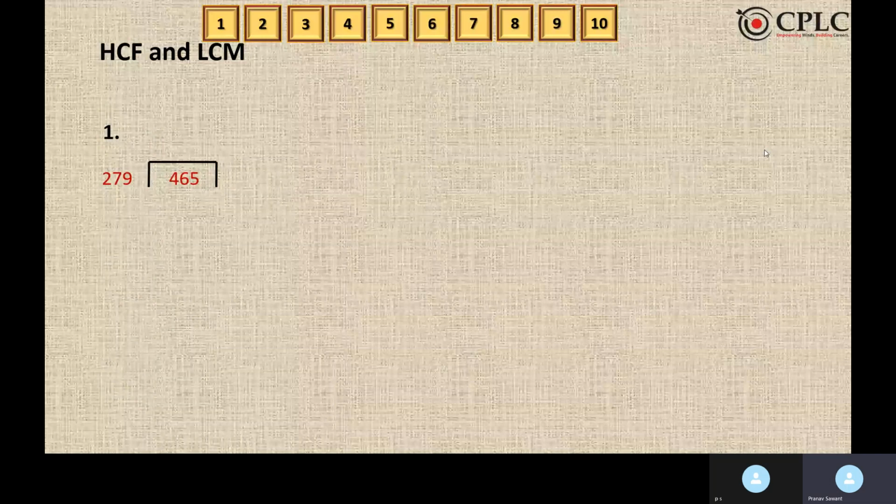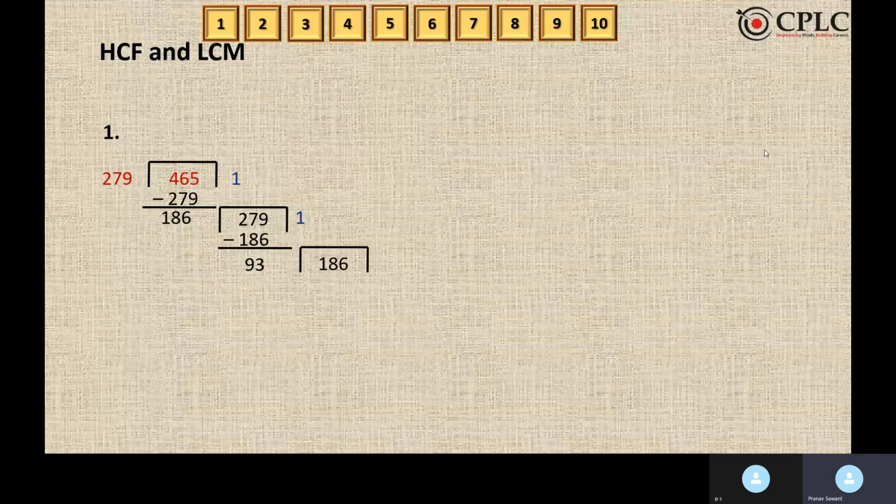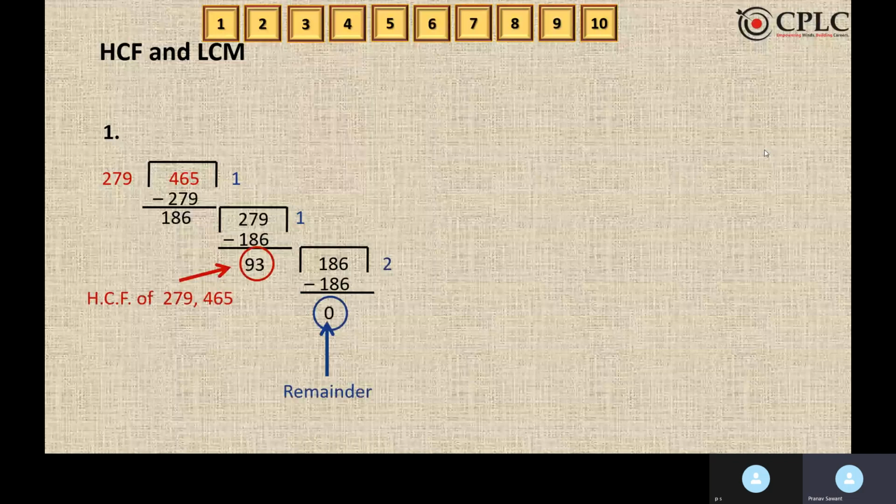First, I'll use first two numbers, that is I'll do 465 divided by 279 and then I'll follow the steps. So 279 ones are 279, the remainder is 186. Now 279 would be carried forward, it will become dividend, and the remainder will become divisor. 186 ones are 186, the remainder is 93. I'll again carry forward 186, as in it will become the dividend. 93 twos are 186, the remainder is 0. Hence, I can say that the HCF of 279 and 465 is 93.